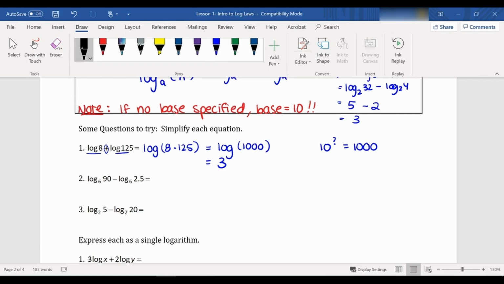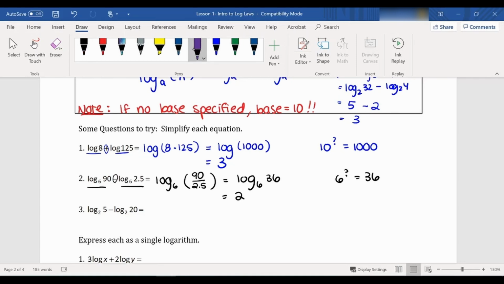The next one, we see a subtraction. We've got two logs with the same base subtracting, which if you look up in your box above is our quotient law. We can rewrite this as one log with that same base, which for us would be 6. And then we can divide the insides. So the first one is 90, that goes on the top. The second one is 2.5, that goes on the bottom. If I actually divide these, I get 36. And so what I'm really trying to figure out is 6 to what power gives me 36? 6 to the power of 2 gives me 36. So this equals 2.